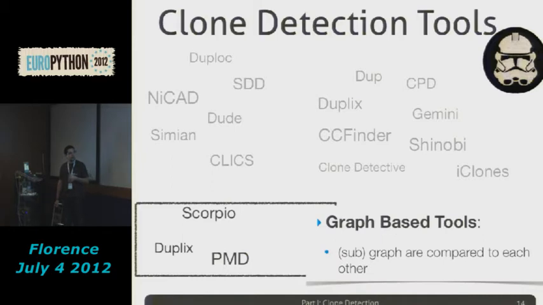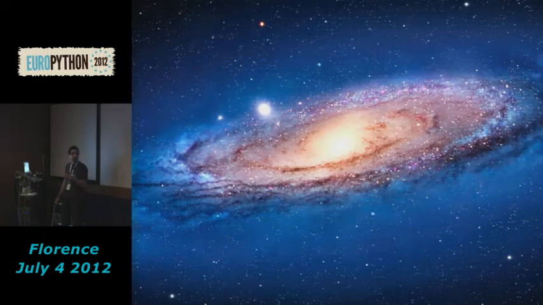And the last group is the graph-based tools. So they try to identify similar graphs or subgraphs between code fragments. We may talk a little bit more about graph-based tools later. But the idea is to exploit the so-called PDG, the program dependence graph.